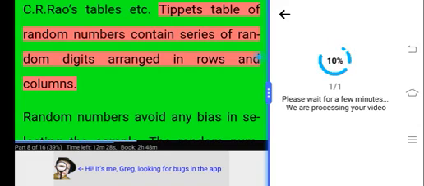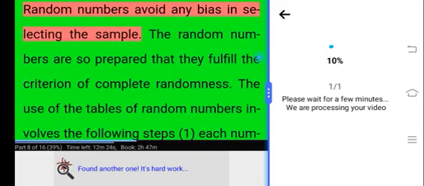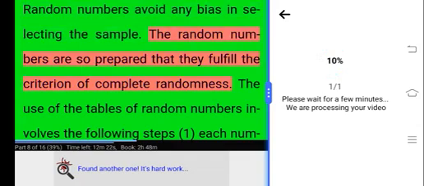Tippett's table of random numbers contains a series of random digits arranged in rows and columns. Random numbers avoid any bias in selecting the sample. The random numbers are so prepared that they fulfill the criterion of complete randomness.